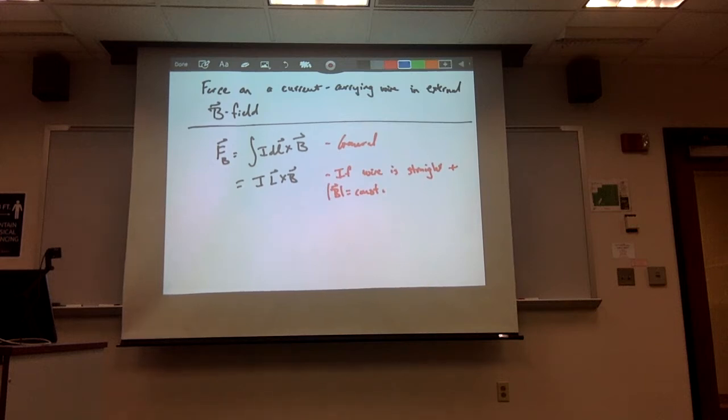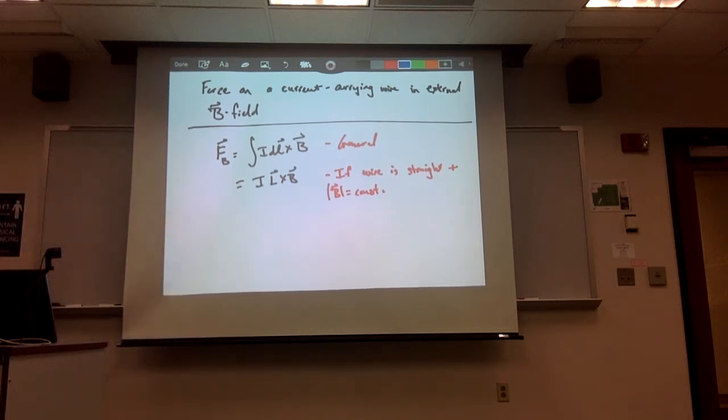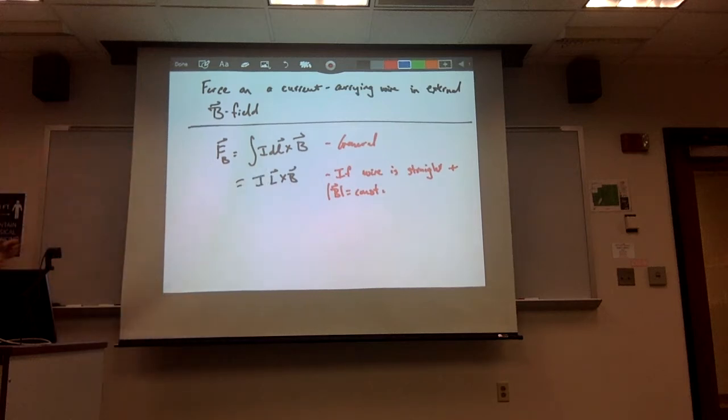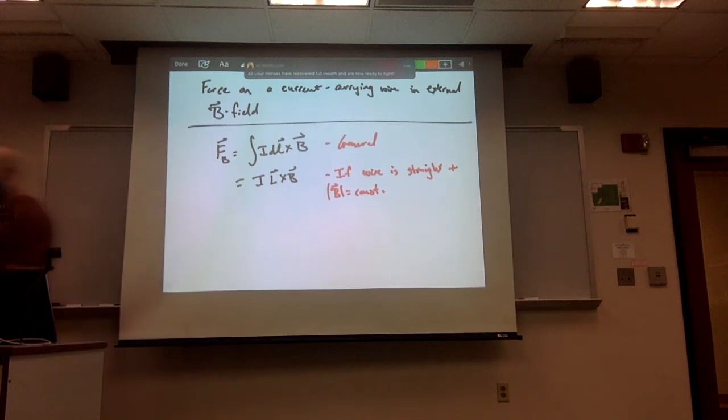Just a reminder, we talked about the force on a current-carrying wire in an external magnetic field. Here we said the most general case includes the fact that the wire could be curved and the magnetic field could in general be non-uniform, meaning it's not constant. In that case, the force on the wire is the integral of the current integrated along a differential length, where that differential length is along the wire itself, crossed with the external magnetic field. In the case that it's a straight wire with a constant magnetic field, this simplifies to the current crossed by the length, crossed by the magnetic field.